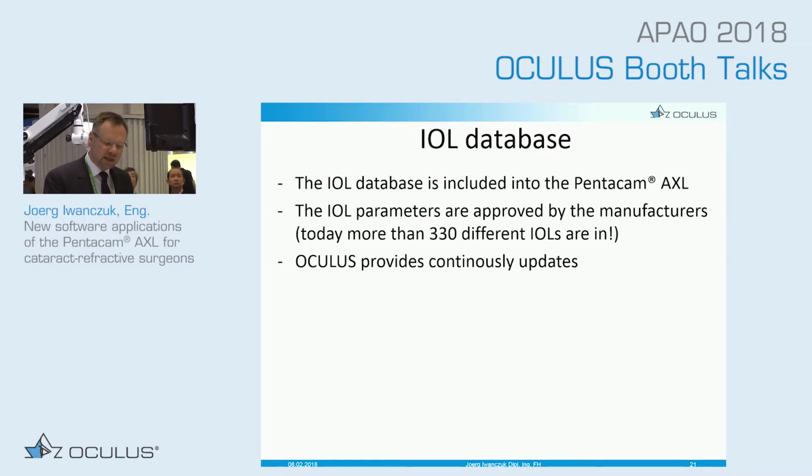The beauty is the AXL comes with all the IOLs included. There's no need to do any import or Excel or whatever from the internet. It's in the device itself, and we get the information from the manufacturers because they have an interest to have their IOLs included, so we have a direct interaction with them.